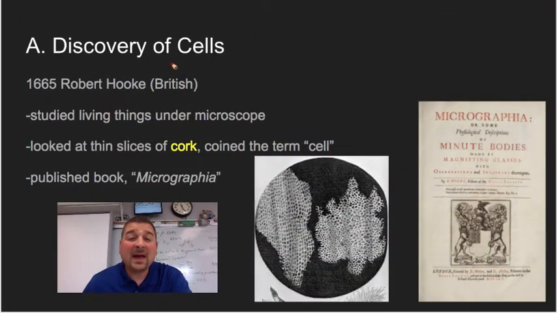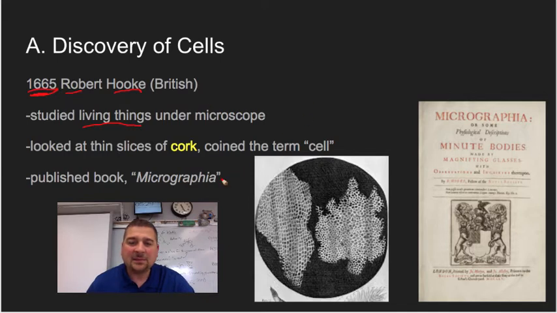When we look back in the history of cells, we see that as early as the mid-1600s, there was a British scientist by the name of Robert Hooke who really took a fascination with lenses and seeing things that our naked eye can't see. So Robert Hooke looked at just tons of stuff underneath the microscope, a lot of living things.